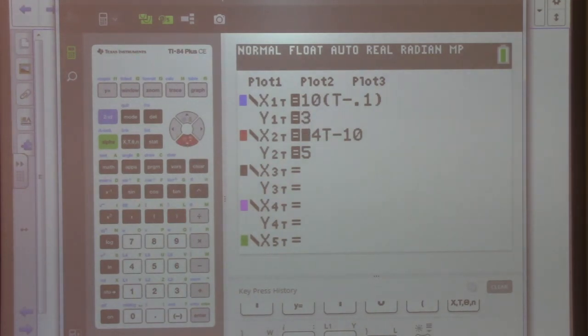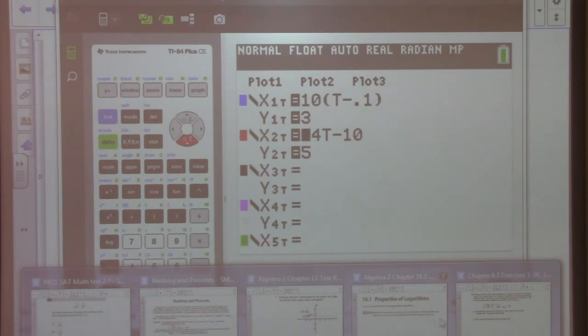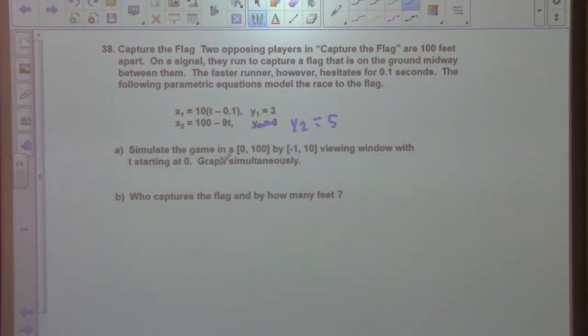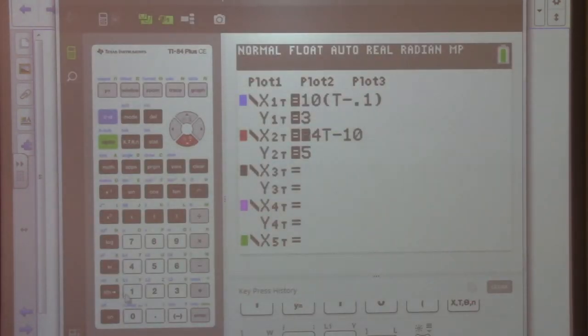And over here, you have 100 minus 9t. So now everything's in place, right? Can you notice over here on this top one, t is positive, but then over here, t is negative? Yeah.